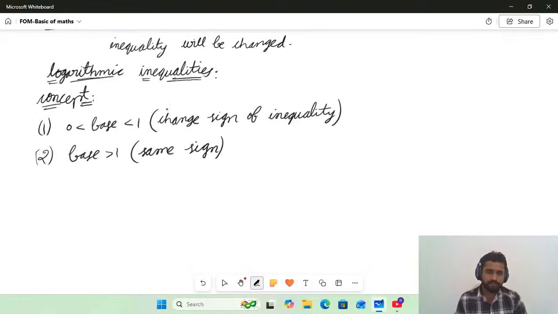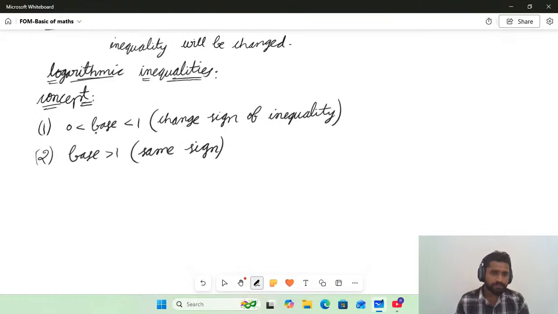Okay. Already we have seen rules while solving inequalities. What are the rules we have seen? If we multiply or divide both sides of the inequality with a negative sign, we are changing the sign of the inequality, right? Yes, we are changing the sign of inequality if we multiply both sides or divide both sides with a negative sign.